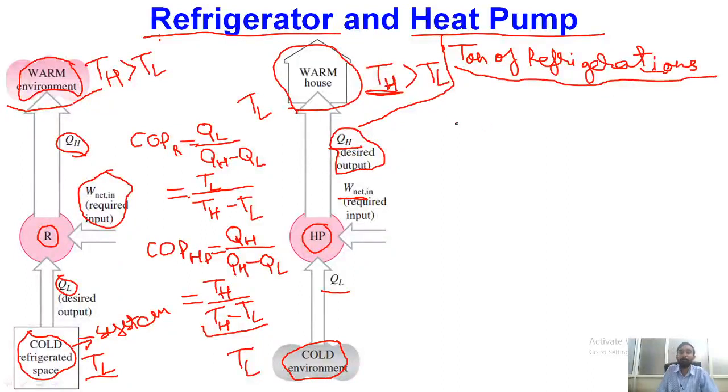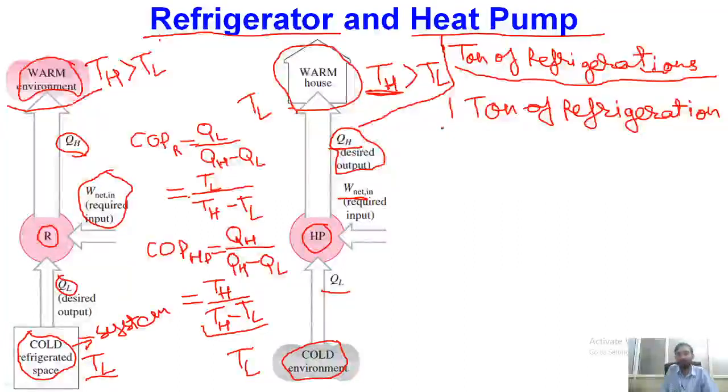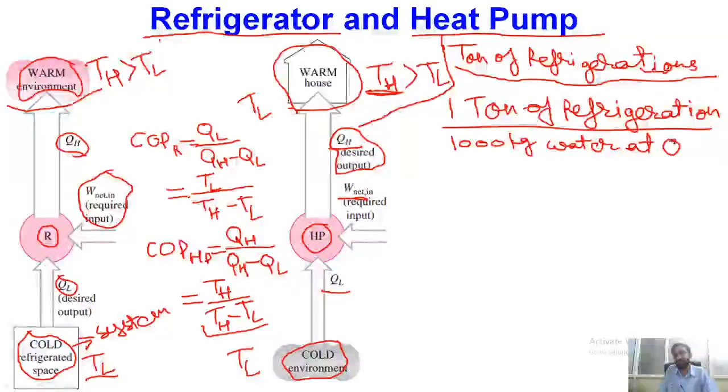Okay, now what is this 1 ton, 2 ton, 3 ton? How do we define the equivalent amount of heat in kilowatt? So let me first describe the definition of 1 ton of refrigeration. Here I am giving you the formulation for 1 ton of refrigeration. How do we define it? If we take 1000 kg of water at 0 degree Celsius.